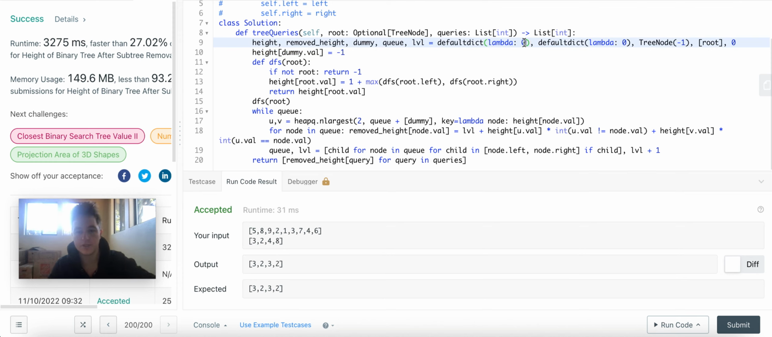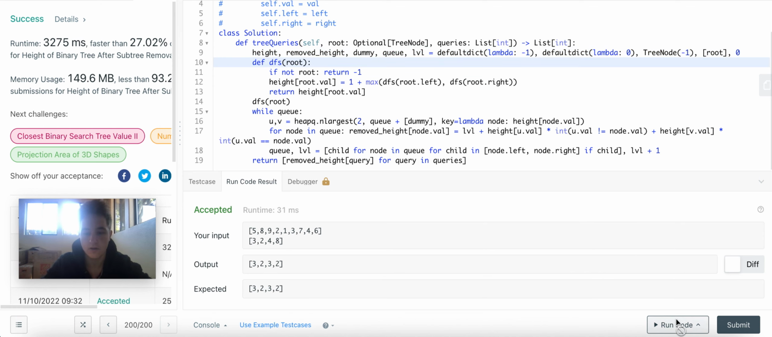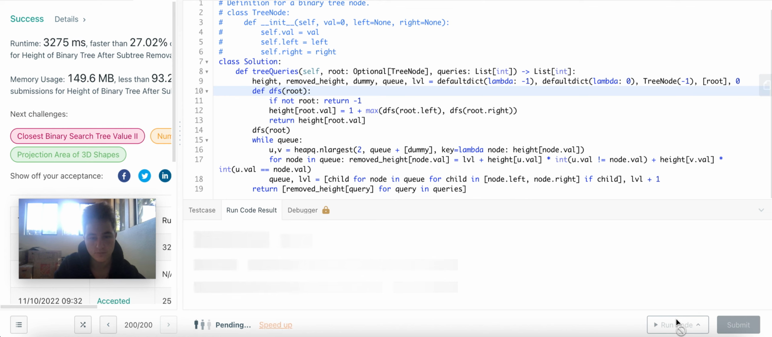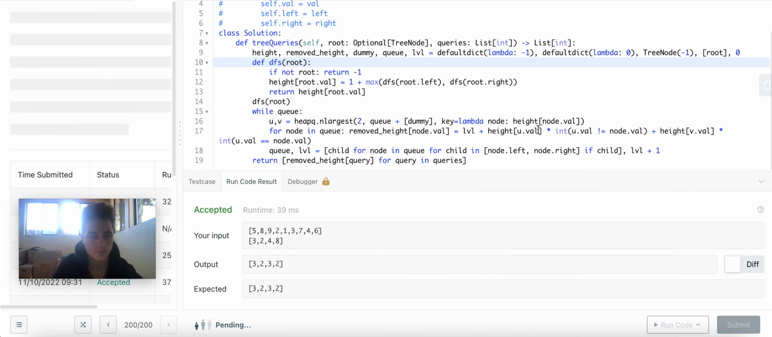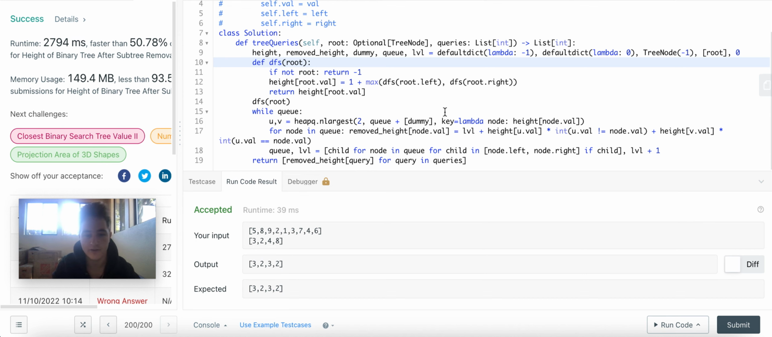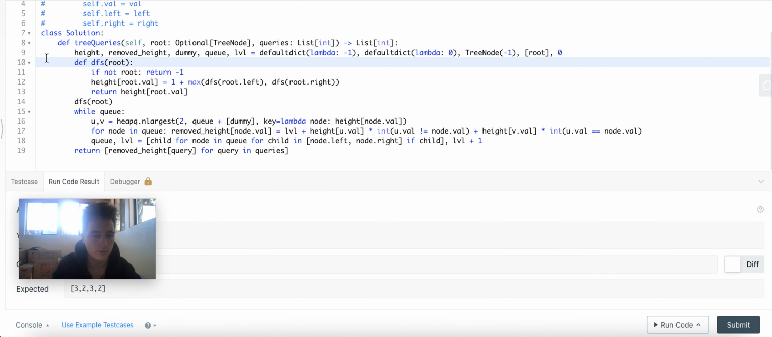So maybe this height array could be a -1. And that would fix that. All right, let's try that. Just to save a few lines, you know, it's all about saving lines. And there you go. There's your really compact 11 line solution.